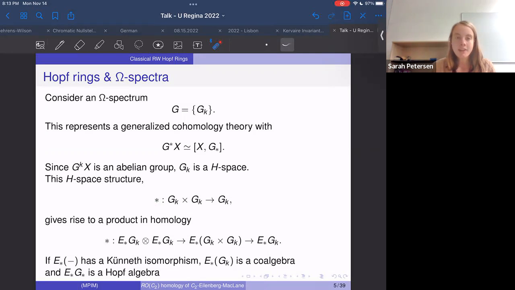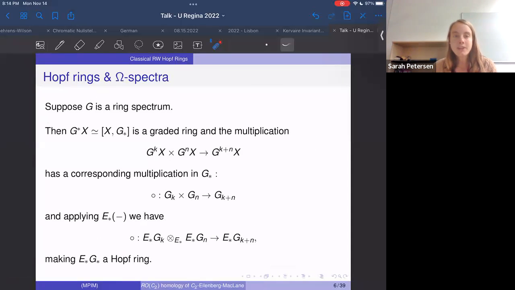And if we apply a multiplicative homology theory with a Künneth isomorphism, then this gives us a star product in homology, and it gives the E-homology of the spaces G the structure of a Hopf algebra. So at this point, we already have a lot of structure on the homology, but we can ask for even more. We can suppose that G is a ring spectrum, then the cohomology will have the structure of a graded ring, and this has a corresponding multiplication on the spaces of the spectrum. On applying E-homology, we get a product here denoted with the circle product, making the E-homology of G into a Hopf ring.